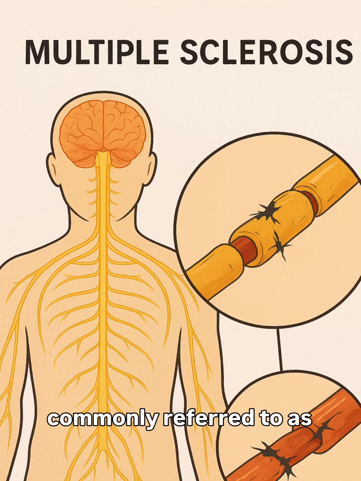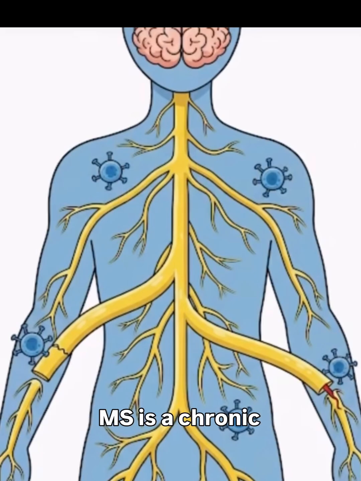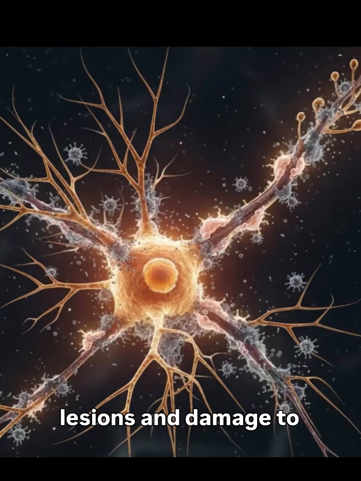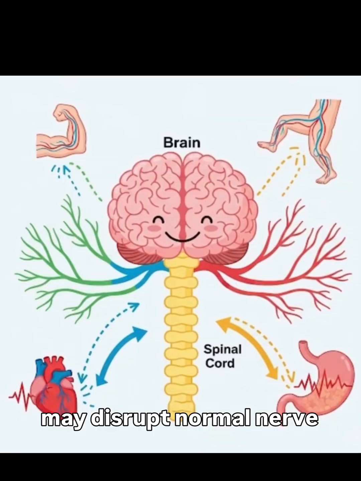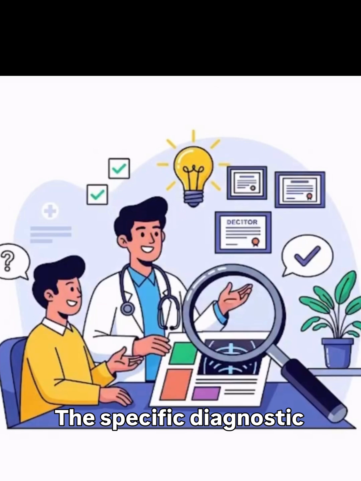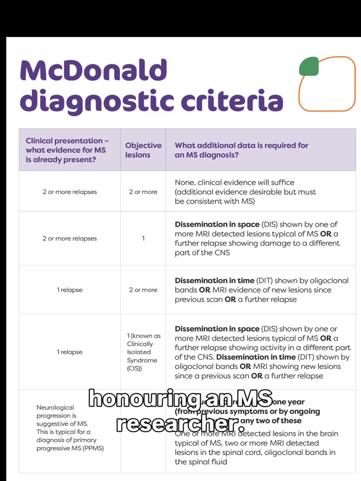Multiple sclerosis, commonly referred to as MS, is a chronic inflammatory disease of the central nervous system. It is characterized by lesions and damage to the myelin sheath surrounding the nerve fibers, which may disrupt normal nerve conduction and lead to a wide variety of neurological symptoms.